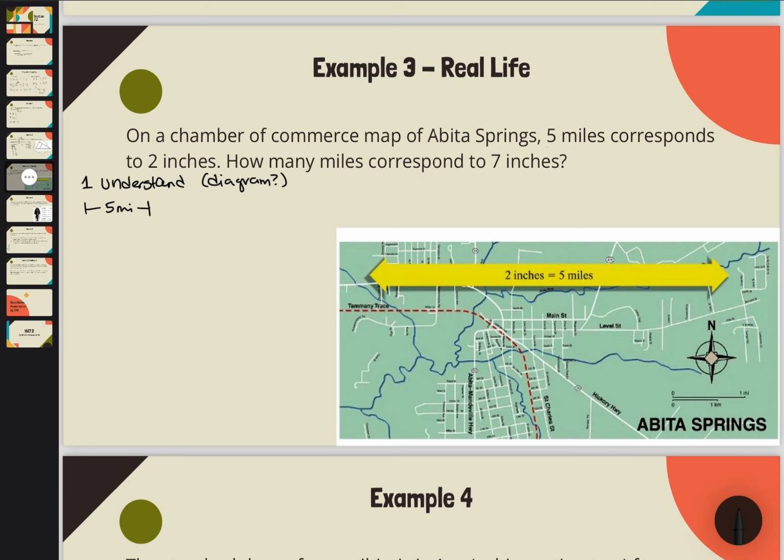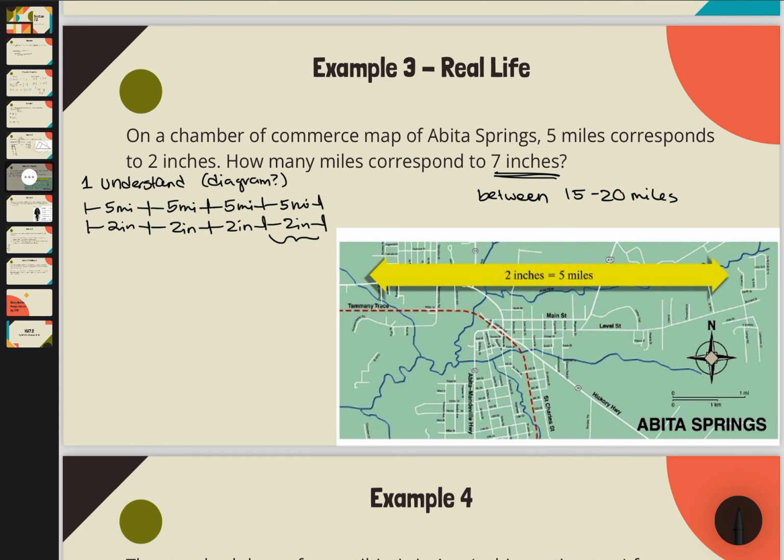So they're telling me that 5 miles here corresponds to 2 inches. Then they're asking how many miles corresponds to 7 inches. Well, if I kept adding 2 inches plus 2 inches plus 2 inches, all right, I'm up to 6. And then if I add another 2 inches, I'm up to 8. So 7 is going to be somewhere in between 6 and 8, right? Common sense. Well, how many miles would that be? Well, that would have to be 5 plus 5 plus 5. It's going to have to be somewhere between 15 and 20 miles. That's what we're seeing in our little diagram over here. 5 miles corresponds to 2 inches.